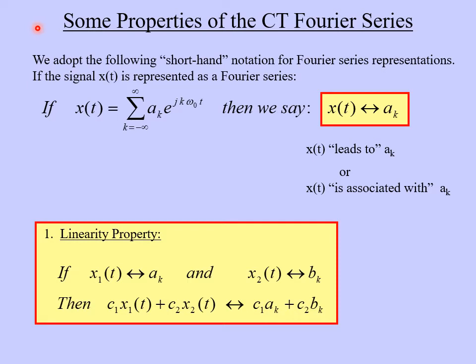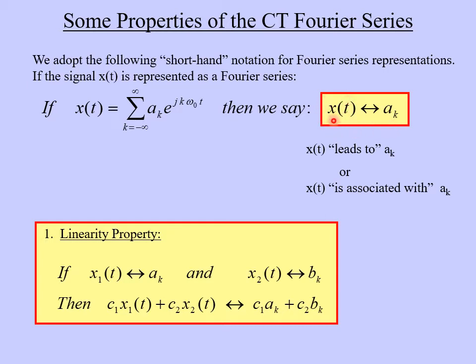The first thing we're going to do here is adopt some shorthand notation, which makes it a little easier to write things. So remember that if a signal x of t is represented as a Fourier series, we say that x of t is the infinite sum over all k of a sub k times e to the j k omega naught t. The shorthand way of saying this is that x of t leads to the coefficients a sub k, or you can think of it as x of t is associated with a sub k.